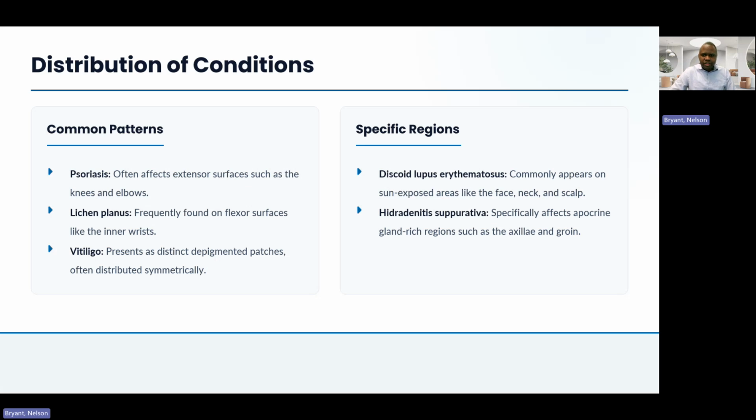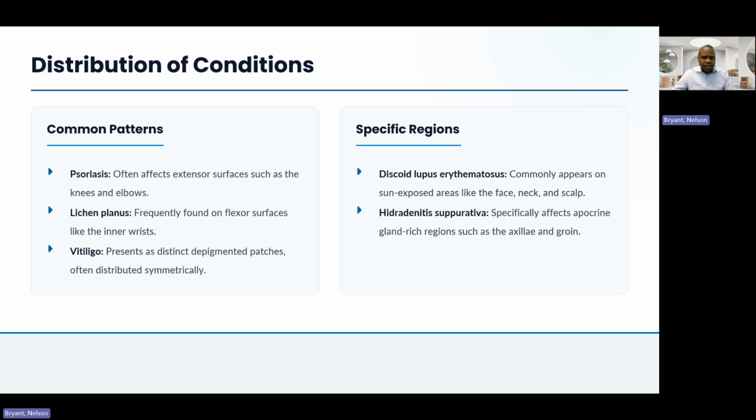And also another important component is the distribution of the skin lesions, which can often point toward a specific diagnosis. For example, psoriasis commonly affects the extensor surfaces. For example, vitiligo presents as depigmented patches.